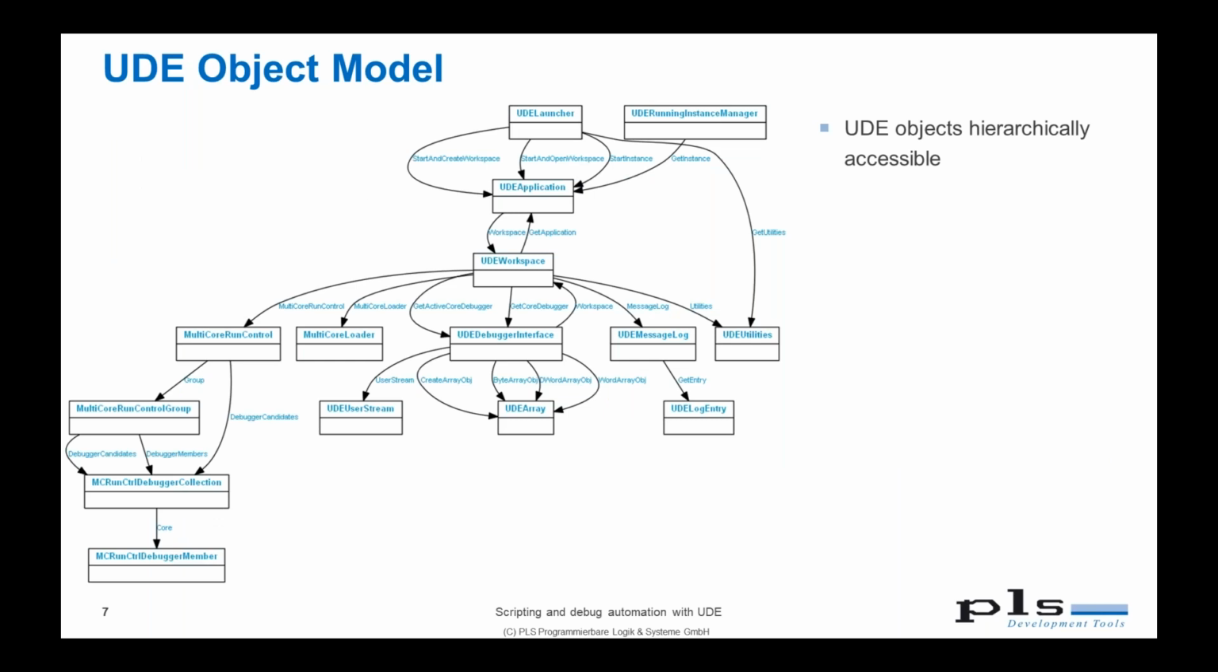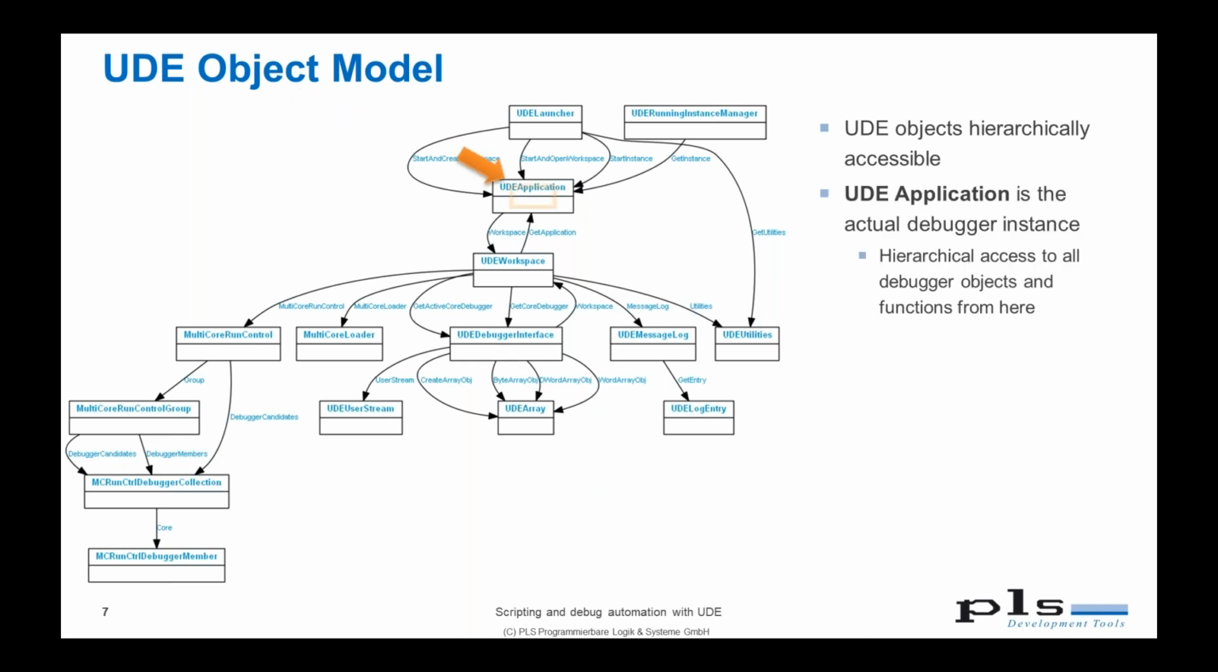The object model itself is a hierarchy of debugger objects. The main object, or the starting point for each script development, is always the UDE application. And the UDE application provides hierarchical access to all the other UDE objects and components that can be used for an automated debug session. But from here, you will always start.